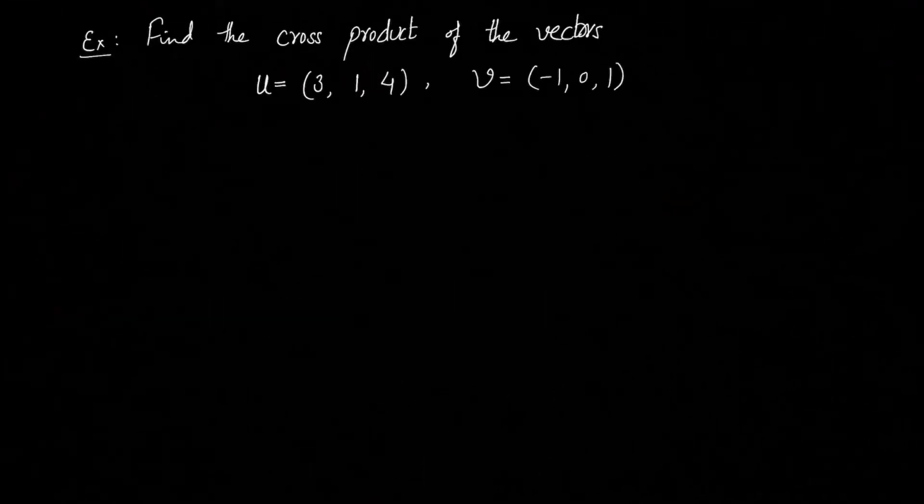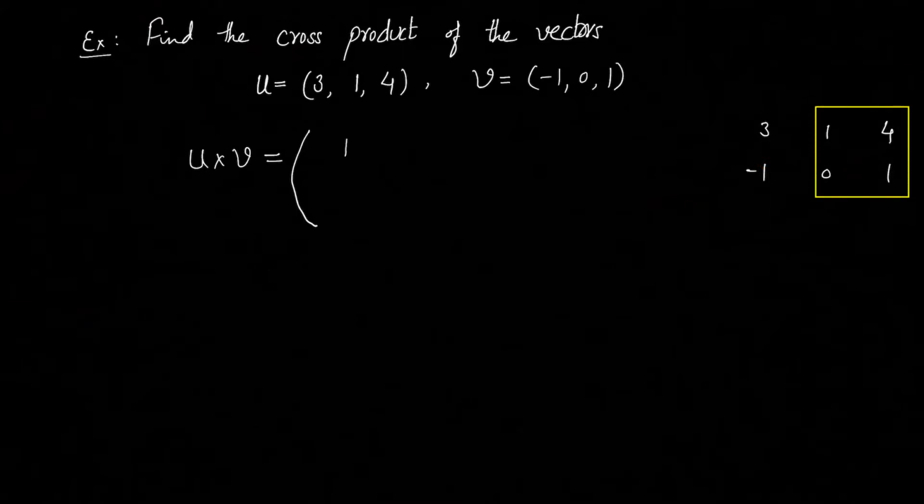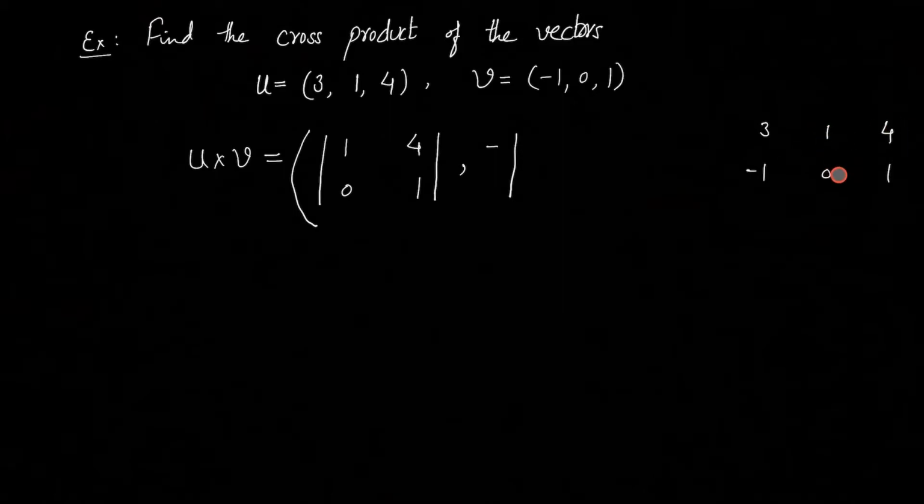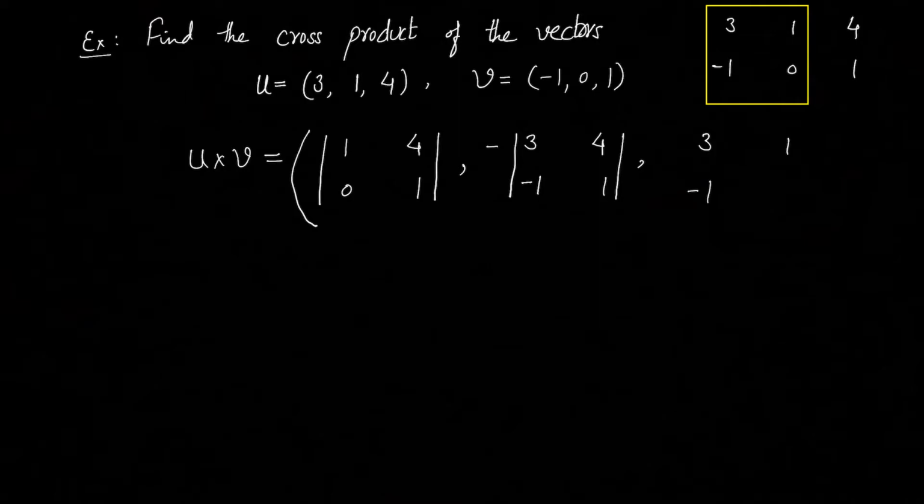Suppose we have to find the cross product of vectors u cross v. Just write down the components of u, 3, 1, 4, and v, minus 1, 0, 1. For the first component, hide the first column and write down the remaining 2 by 2, 1, 4, 0, 1, comma, put a minus sign. For the second component, hide the second column, 3, 4, minus 1, 1. And for the third component, hide the third column and write down the remaining 2 by 2 matrix, which is 3, 1, minus 1, 0.